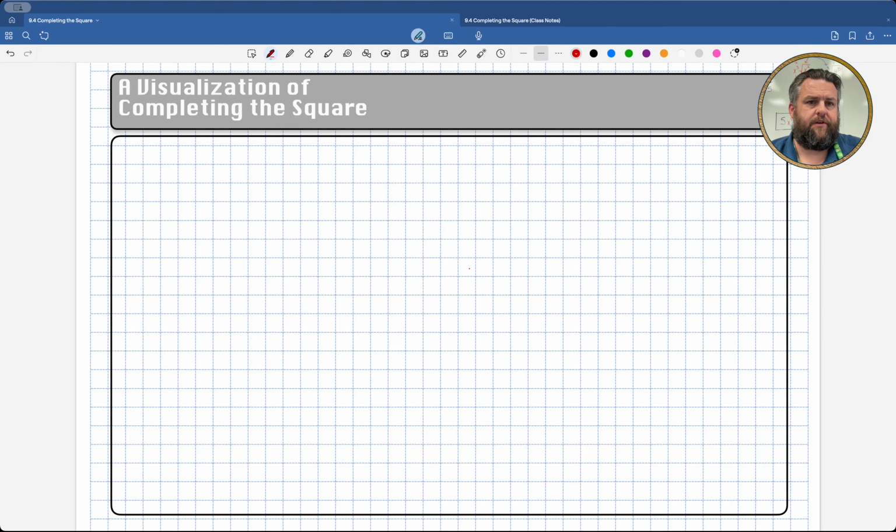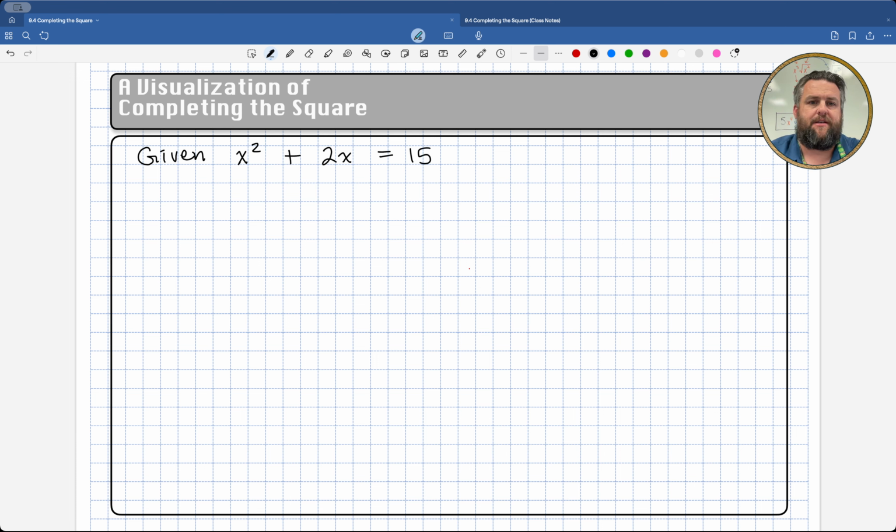Okay, welcome to this video where we are working on completing the square. What I wanted to do is show a video on a visualization of what it means to complete the square. So we have to start with an equation here. Let's imagine that we've been given the following equation: x squared plus 2x equals 15.